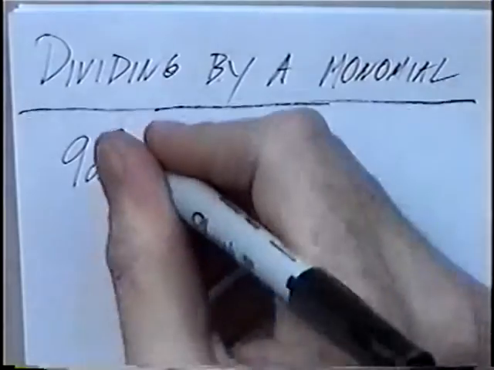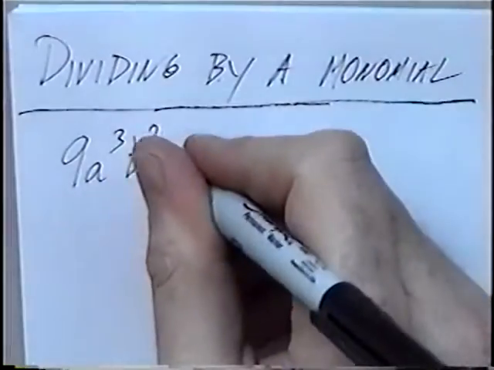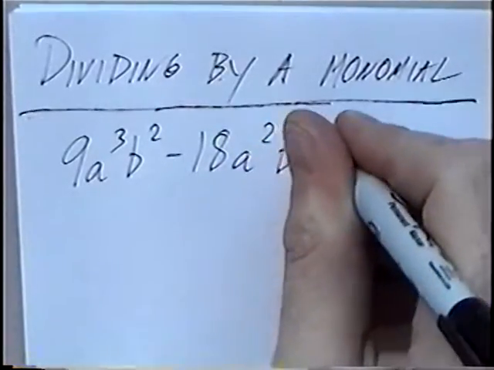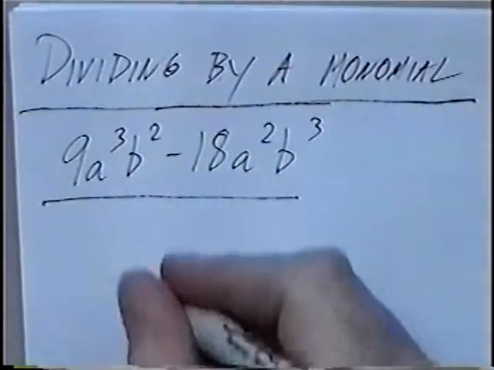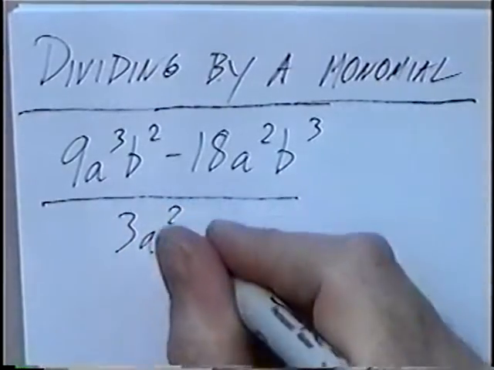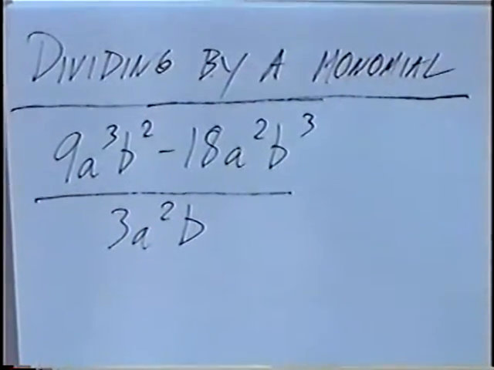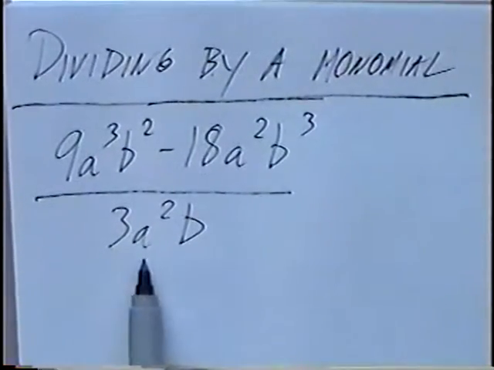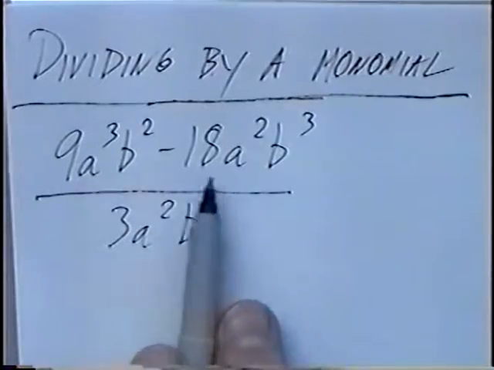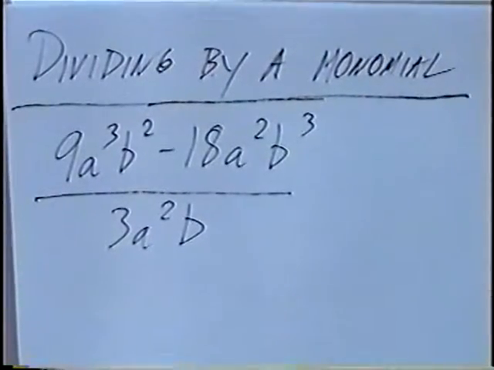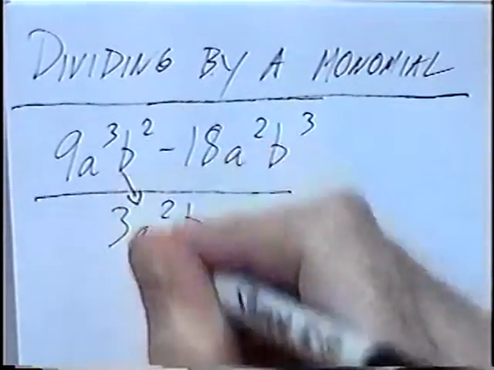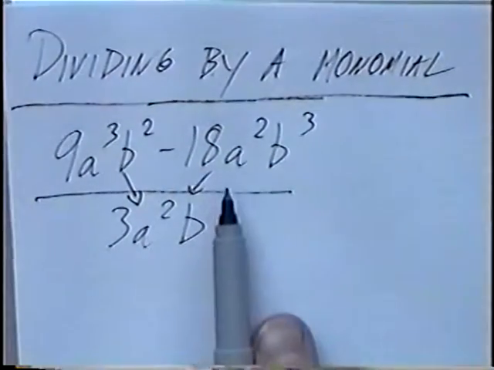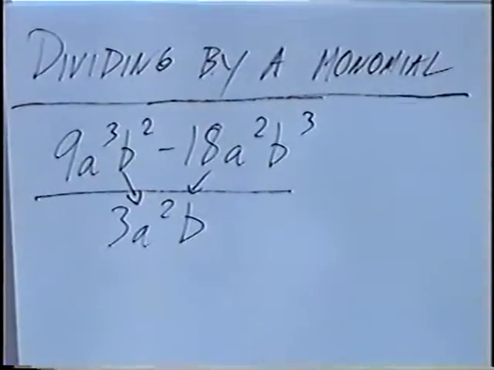9a cubed b squared minus 18a squared b cubed divided by 3a squared b. To divide by a monomial, which again only has one term, we will take this monomial and divide it by each number and each term in the numerator. So we'll divide 9a cubed b squared by the monomial, and we'll also divide negative 18a squared b cubed by the monomial.